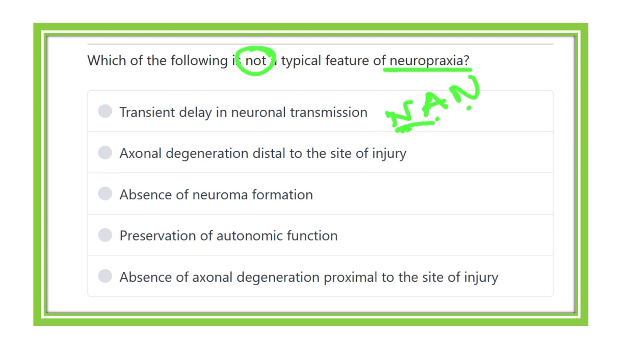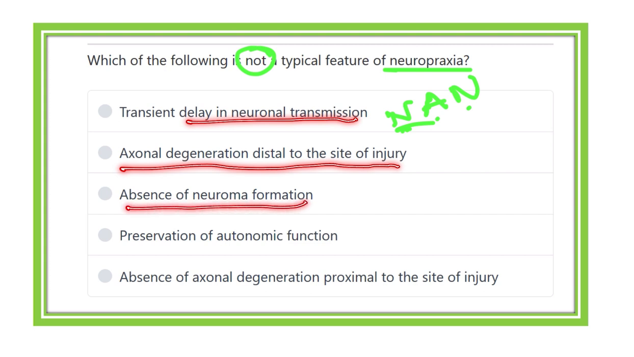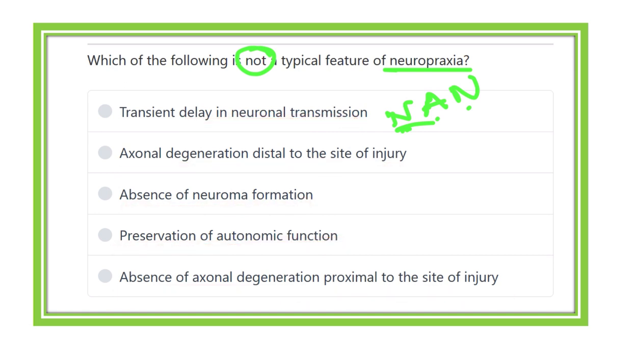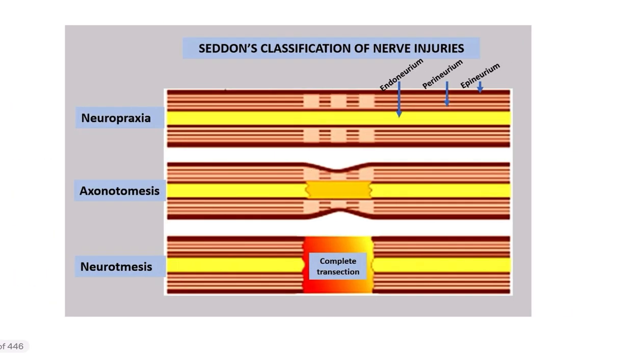Here the options are: transient delay in neuronal transmission, axonal degeneration distal to the site of the injury, absence of neuroma formation, preservation of the autonomic function, absence of axonal degeneration proximal to the site of the injury. So which is not a feature of neuropraxia? First of all, let's see the different types of nerve injury.